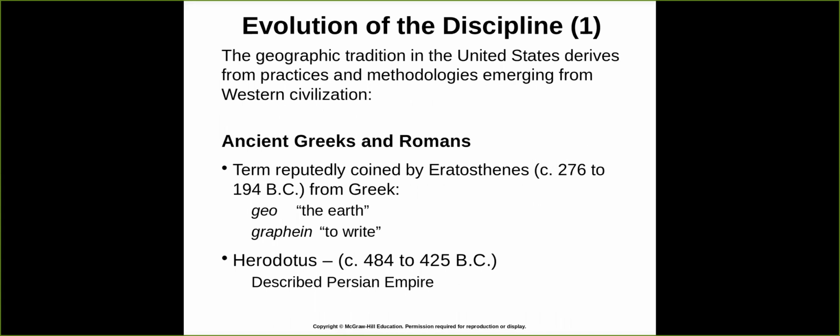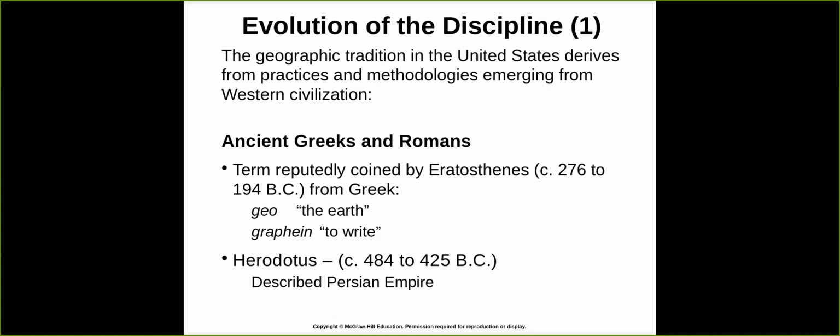So again, where did this come from? Ancient Greeks and Romans. Started off a little bit with Herodotus down there as a second bullet point when he was describing the Persian Empire and comparing and contrasting the Greek city-states or Greek civilization against the Persian Empire and Persian civilization from both an environmental aspect as well as the cultural aspect that was there.